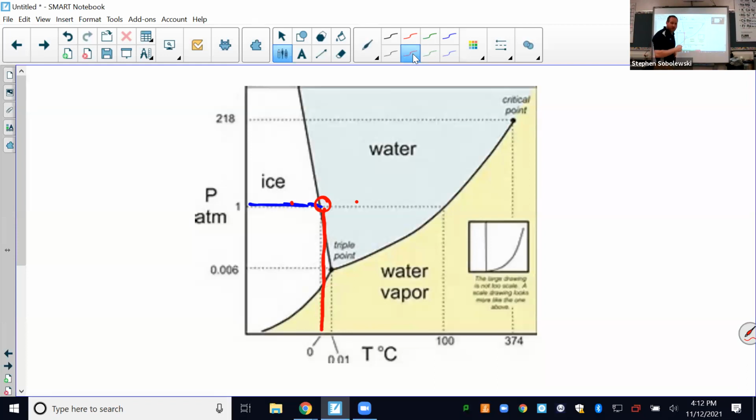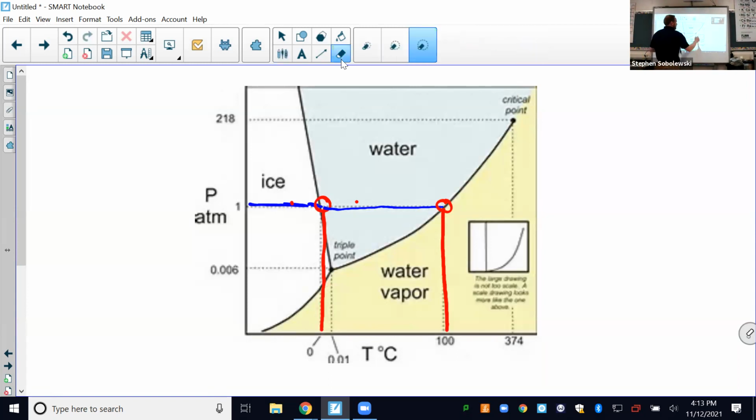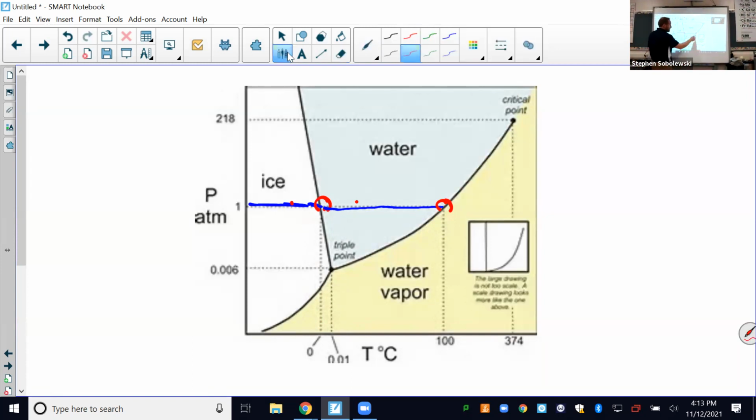Now, how do you get that to turn into a gas if you're at standard pressure? Well, you increase temperature, increase temperature, until you get to this point. What is this point? There's 100. So sometimes we refer to the standard pressure as the normal boiling point and the normal freezing point of water, or melting point of ice. So this shows 0 and 100 because that's where it's going to change phases when the pressure is 1 atm.